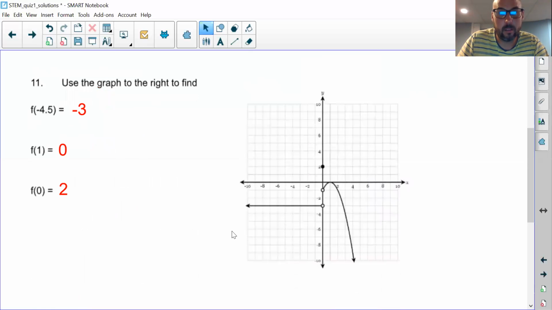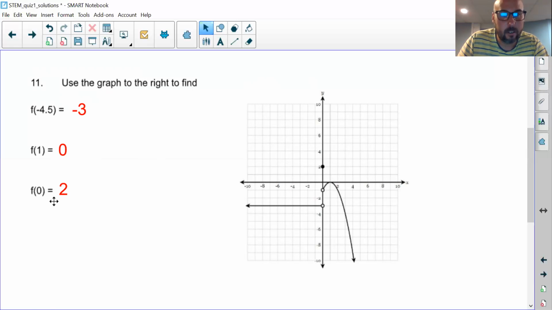Last problem, number 11. F of -4.5. Well, when x is -4.5, so here's -4, here's -5, here's -4.5, and the graph is down here, looks like at -3. So that's why we have -3. F of 1, when x is 1, the result is 0. That's important. That's called an x-intercept or a 0.